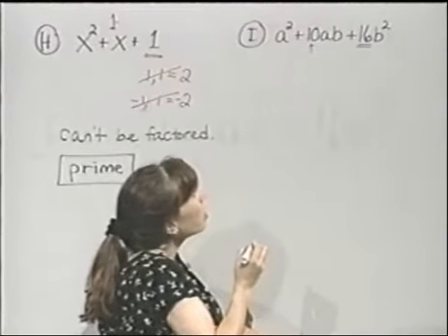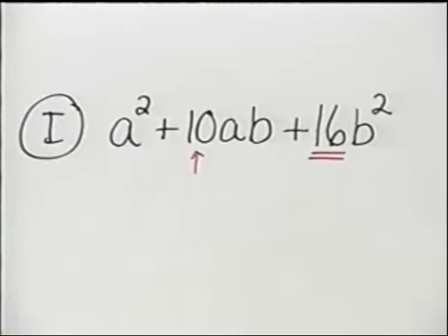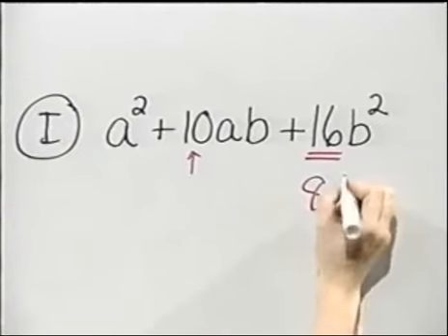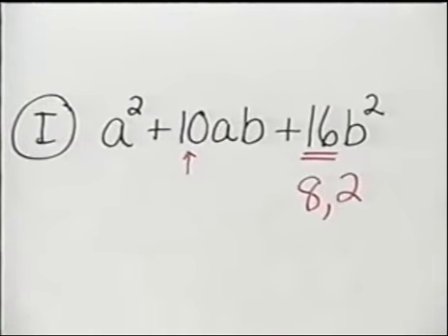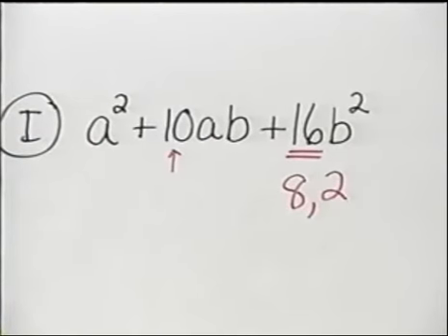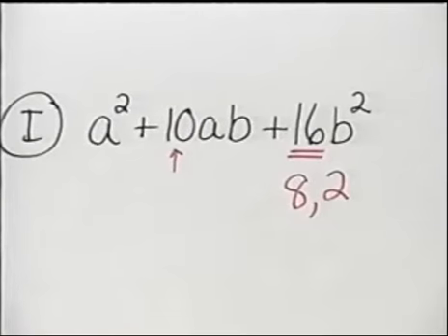And let's see, doing them in your head, go through the factors. 1 and 16, 4 and 4. How about 8 and 2? 8 times 2 is 16. 8 plus 2 is 10. They work. So now how are we going to write this product?